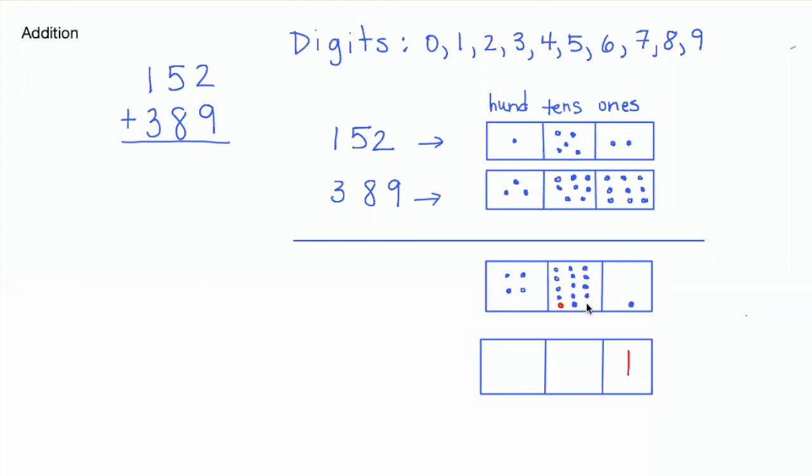Now, when I look at the 10 spot, uh-oh, I've definitely got more than 10 here as well. So I'm going to grab a group of 10, which would look like that. Now each of these are tens because they're in the tens position.